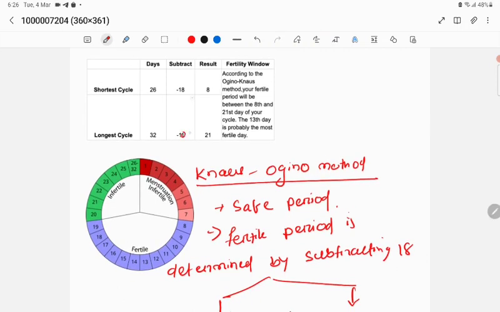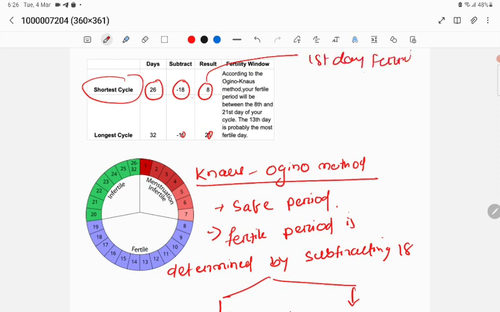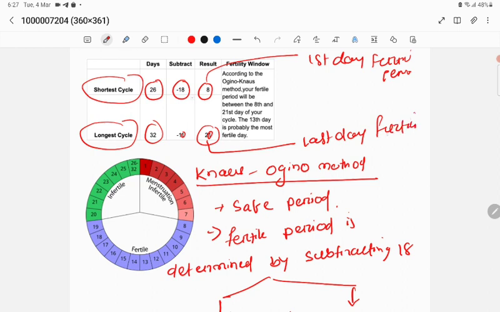So if the shortest cycle is 26 days, you have to subtract 18. Then you will get 8. Day 8 is the first day of the fertile period. Then if the longest cycle is 32 days and you subtract 10, you will get 22. That is the last day of the fertile period.